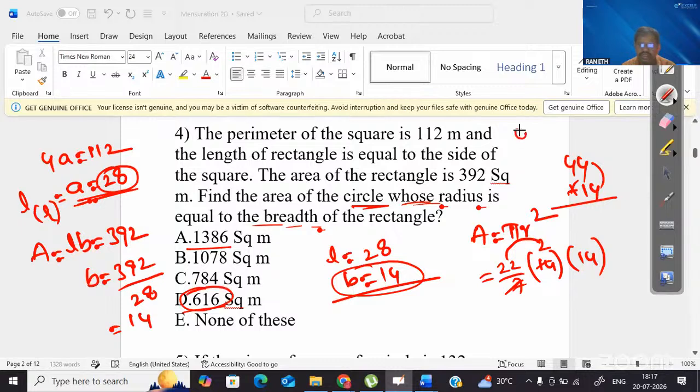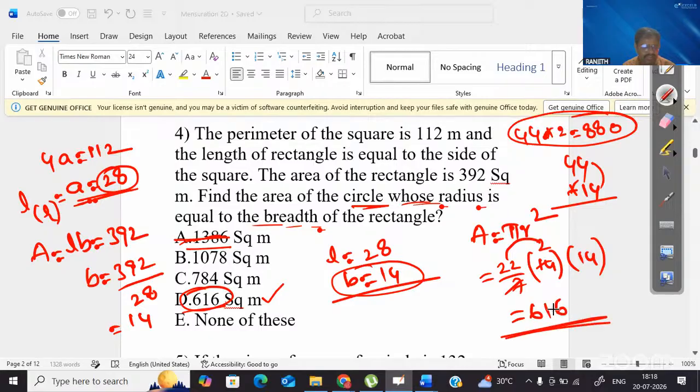Why? Because 44 and 2 will be equal to 88 only. In the sense it can't be more than 880. So the first option is more than 880, it will be ruled out. Only one option we are having. It will be equal to 616. Answer is 616.